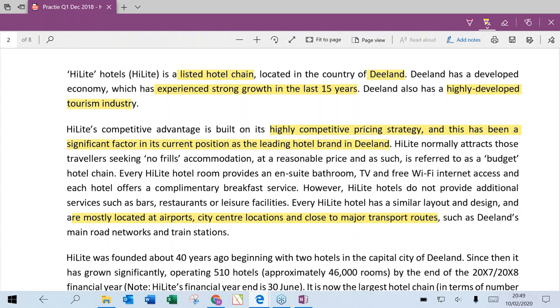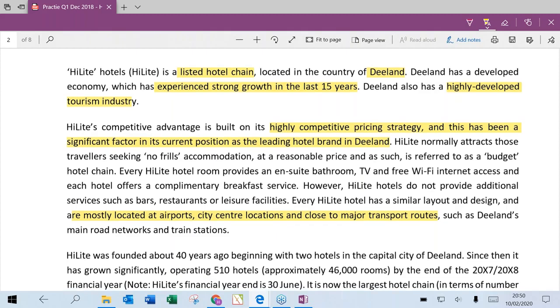So, what's the key message from this paragraph? That we are the leading brand, and the significant factor behind that is our pricing strategy, and we are a no frill strategy, which means that we offer the lowest price. And one of our important points is our locations. Okay, we are located at the airports and all the strategic places.